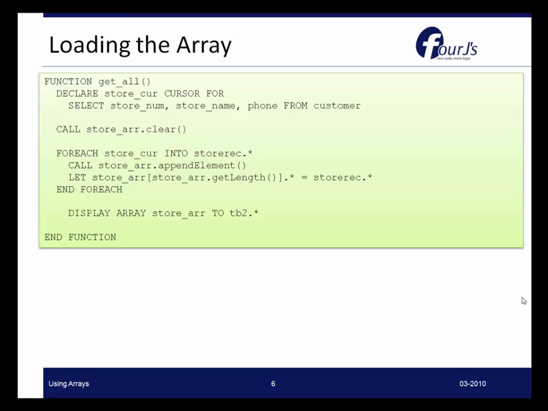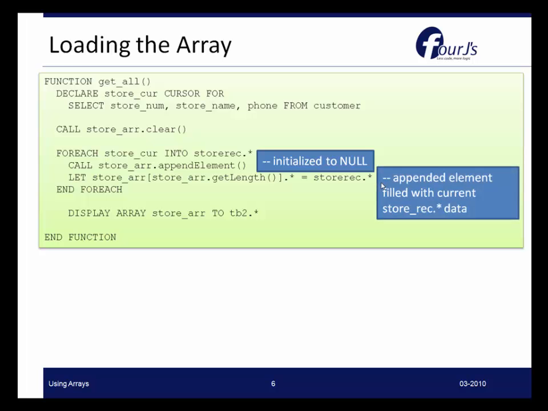Now in this code here, we see the loading of an array. To fill the array with data, typically from a result set, you'll use a for each loop. So you can see in this for each loop, we're going to take each of the records that are in the cursor set into our record, and then we're going to append an element and let that new element equal the value in our store record. So in this code, the append element method appends a new element to the dynamic array.